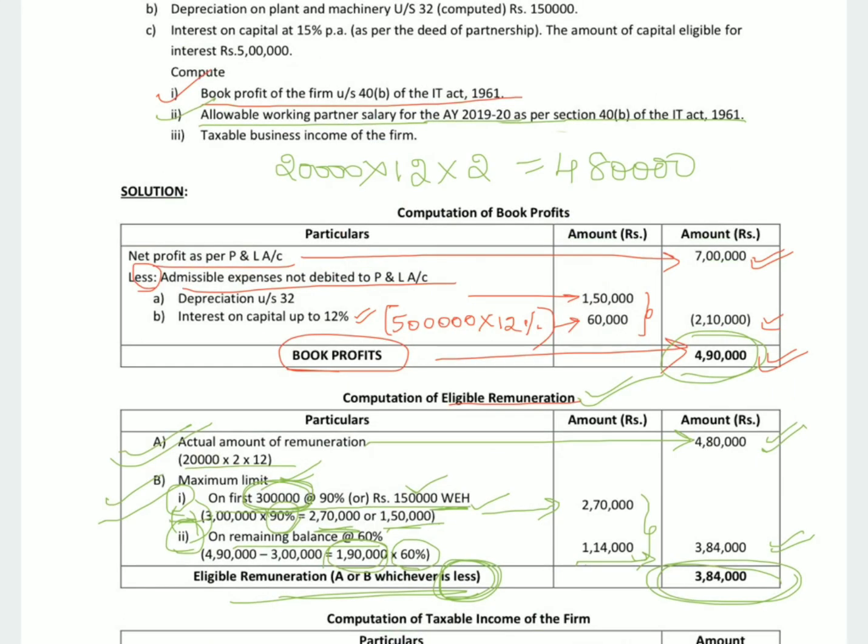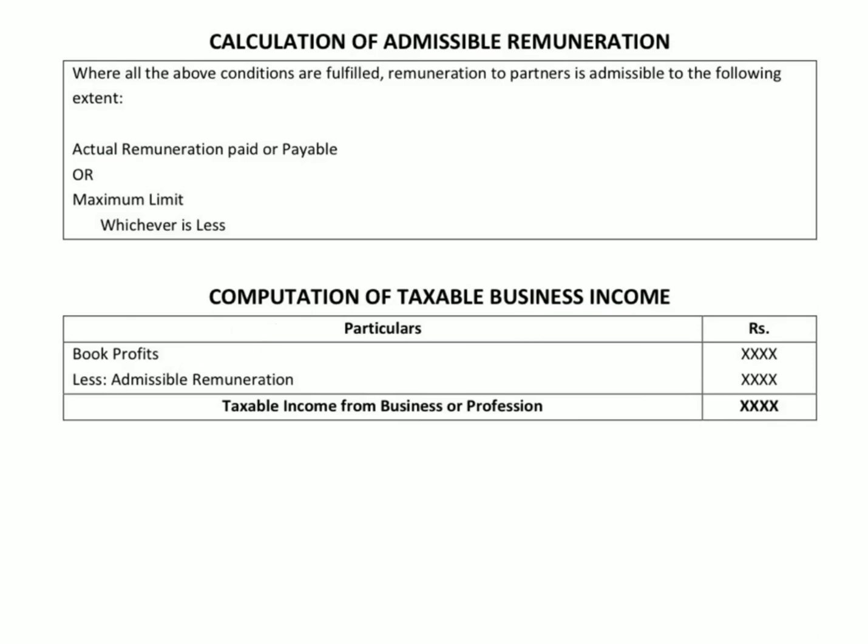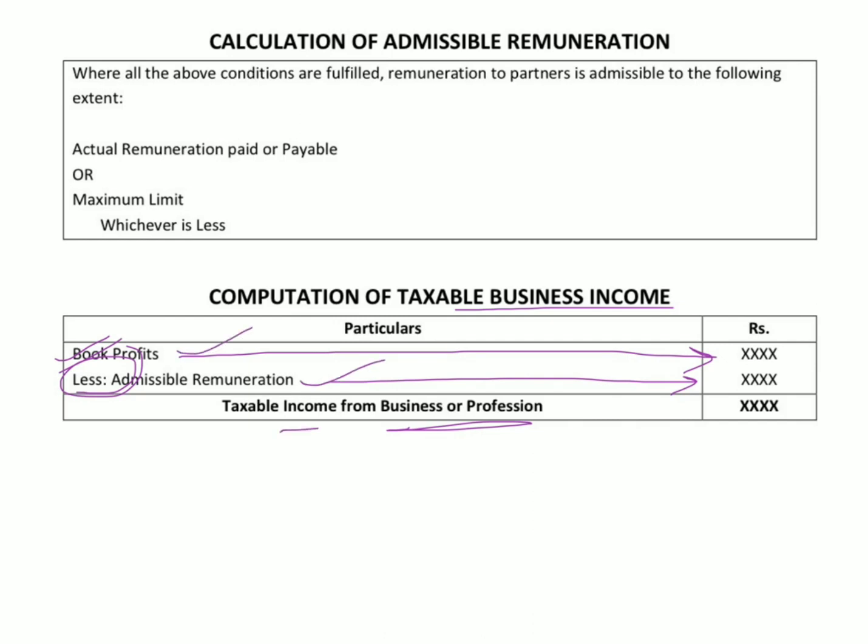Next question is to calculate the business income of the firm. Let us first understand how to compute business income. Firstly, you should know your book profit and also the allowable remuneration. Now book profit minus allowable remuneration will be your business income, or income from business or profession. So taxable income from the business is book profit minus eligible remuneration.